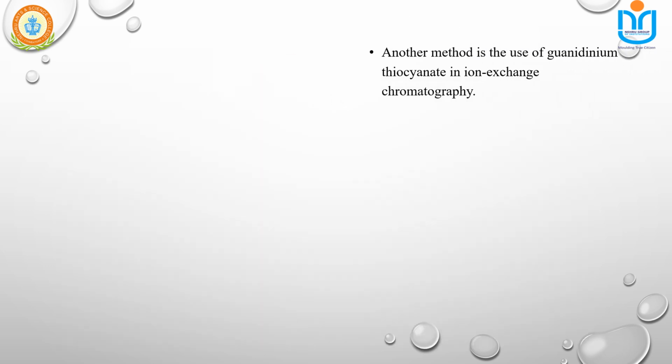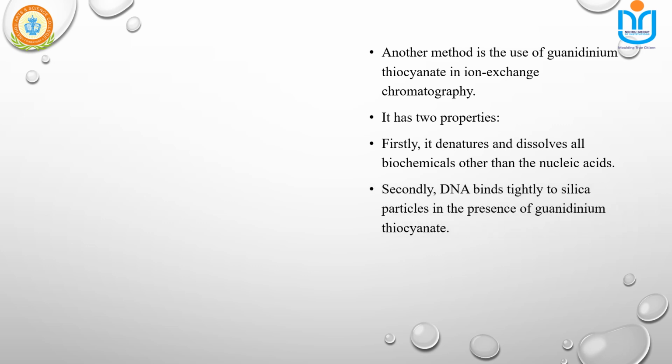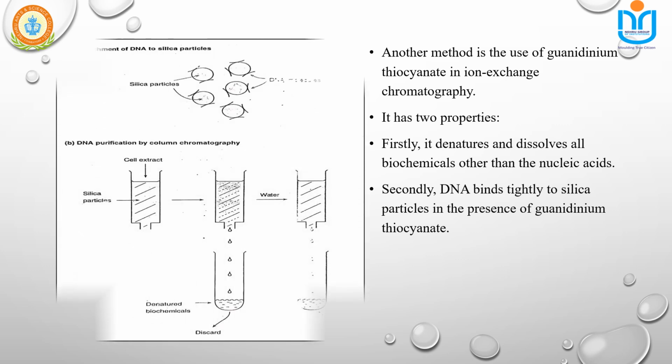Another method is the use of guanidinium thiocyanate in ion exchange chromatography. It has two properties. Firstly, it denatures and dissolves all biochemicals other than the nucleic acids. Secondly, DNA binds tightly to silica particles in the presence of guanidinium thiocyanate. DNA can be obtained by washing the column with water.